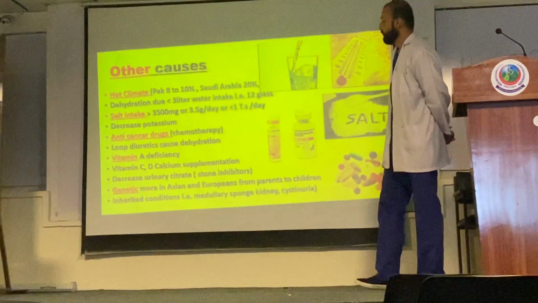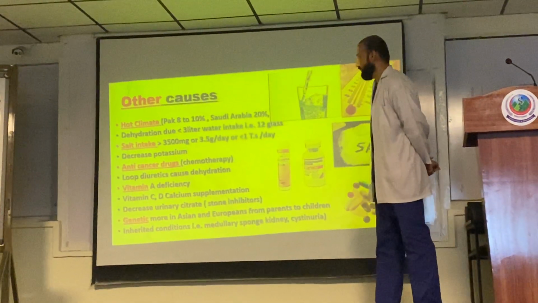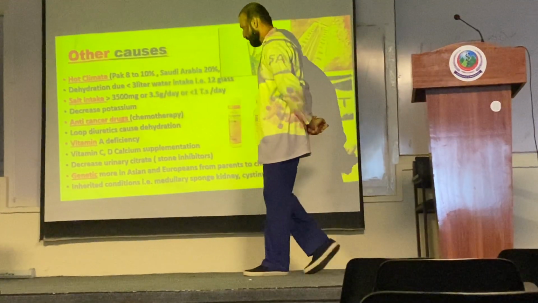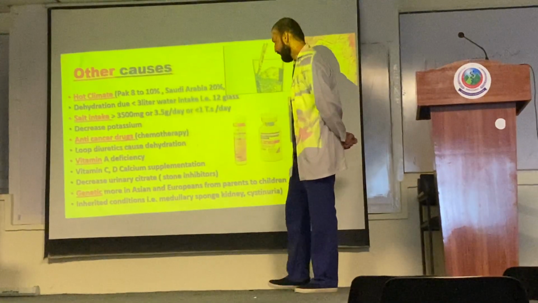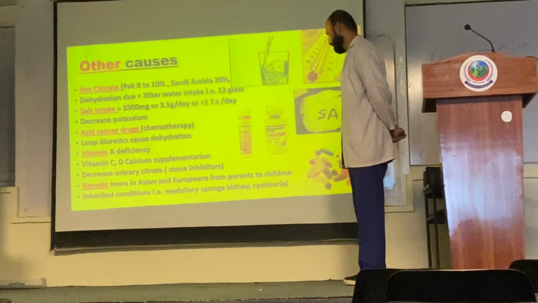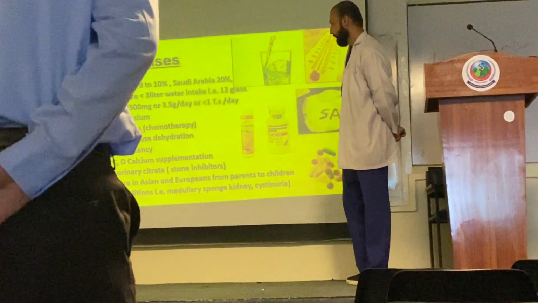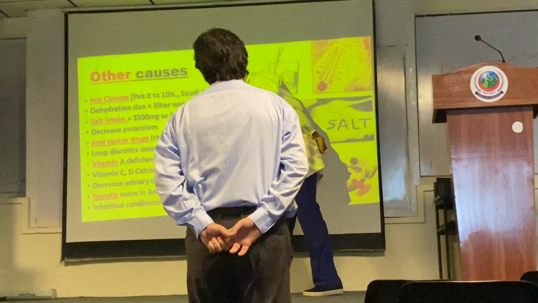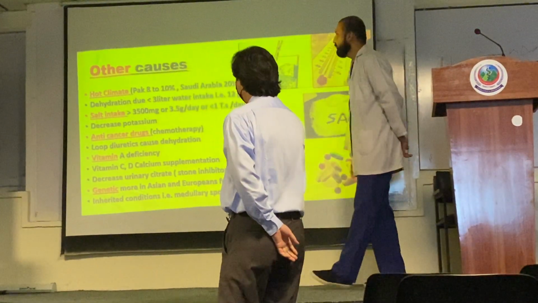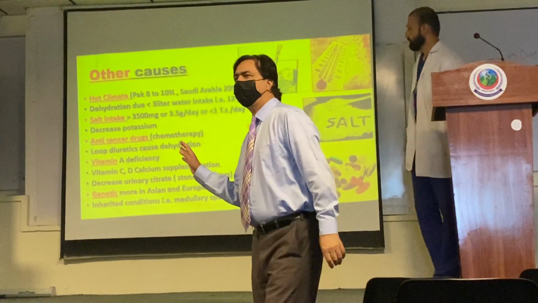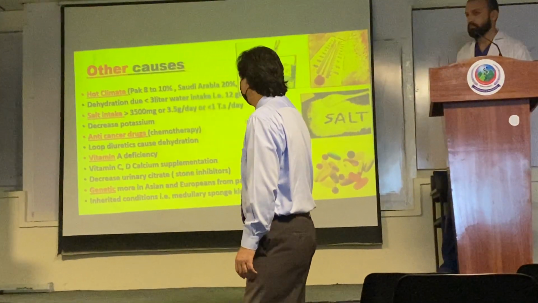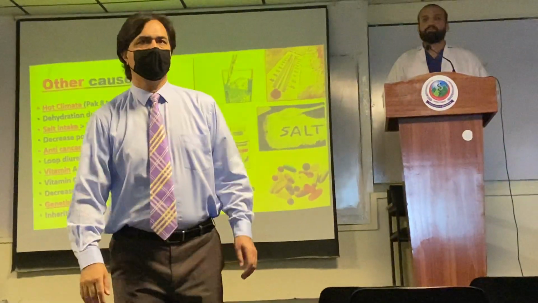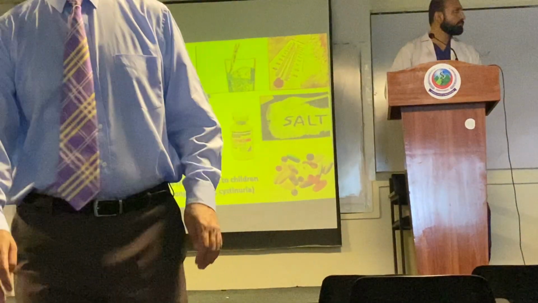It can also be due to vitamin A deficiency or vitamin C, D, and calcium supplementation. And it can also be due to decreased urinary citrate formation. It can also be genetic, running in generations from parents to children, and it's more common in Asians and Europeans. And some congenital anomalies like medullary sponge kidney and cystinuria. So what is the association of vitamin A deficiency, vitamin C, and calcium leading to stone formation? What is the role of vitamin A?